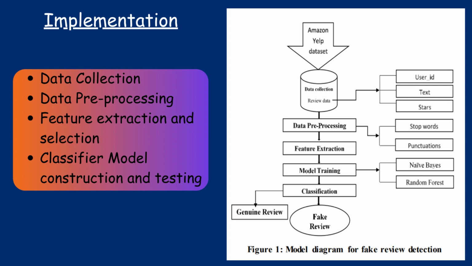So, in this model diagram, we can see that the data is collected, that is the user ID, the text, and the stars, that is the rating. All are fed into the Amazon Yelp dataset, and later it is sent for data pre-processing. In data pre-processing, stop words, punctuation, and missing letters are all removed and it is sent to feature extraction and later to model training. In model training, we are using two classifiers, that is the naive Bayes classifier and the random forest classifier. Next, there is a classification of whether it is a genuine review or a fake review.